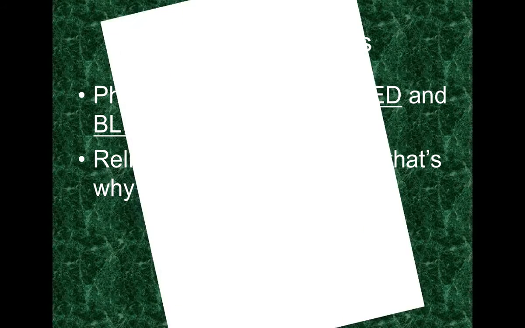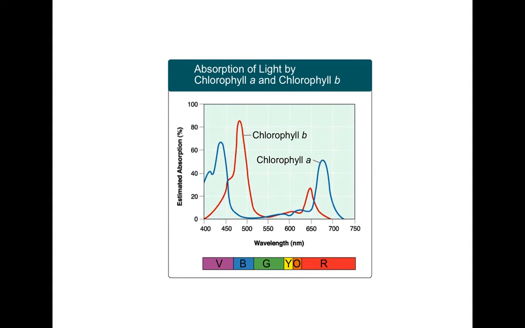Now you can see that here on this chart. I said chlorophyll. Chlorophyll is actually a combination of a couple of different chlorophylls, and you can see here chlorophyll A and chlorophyll B.